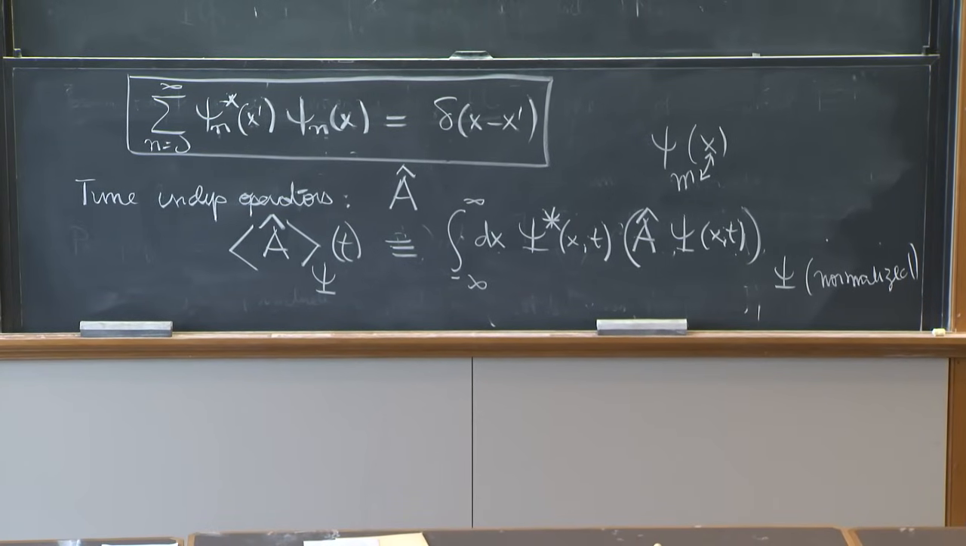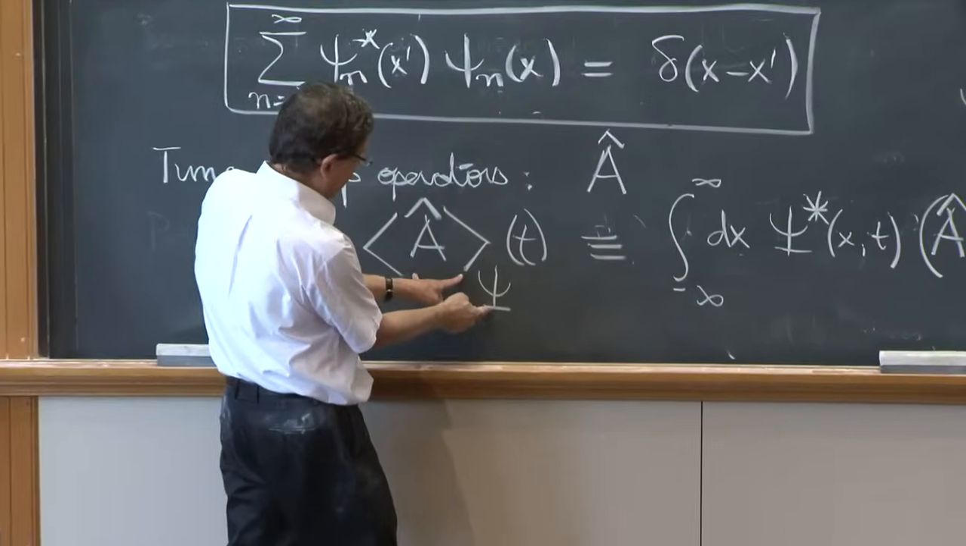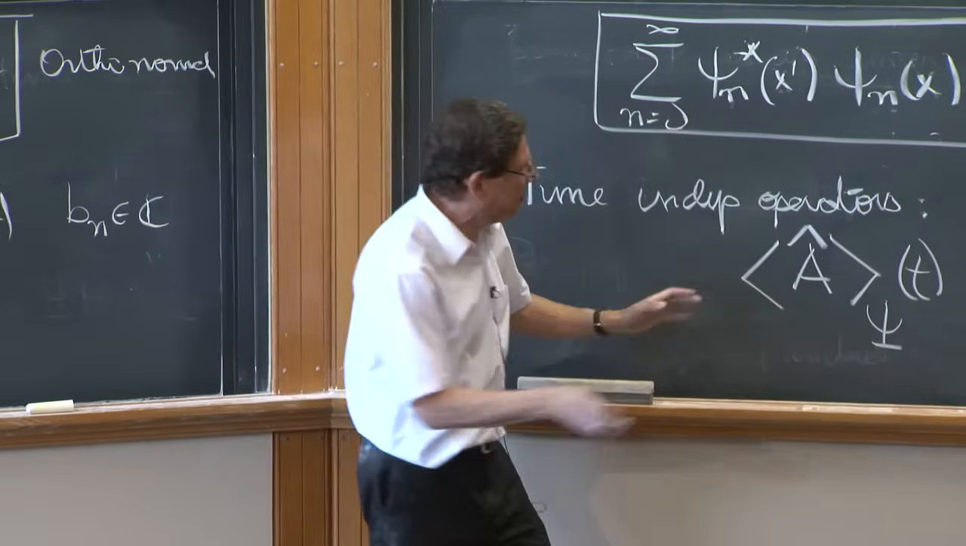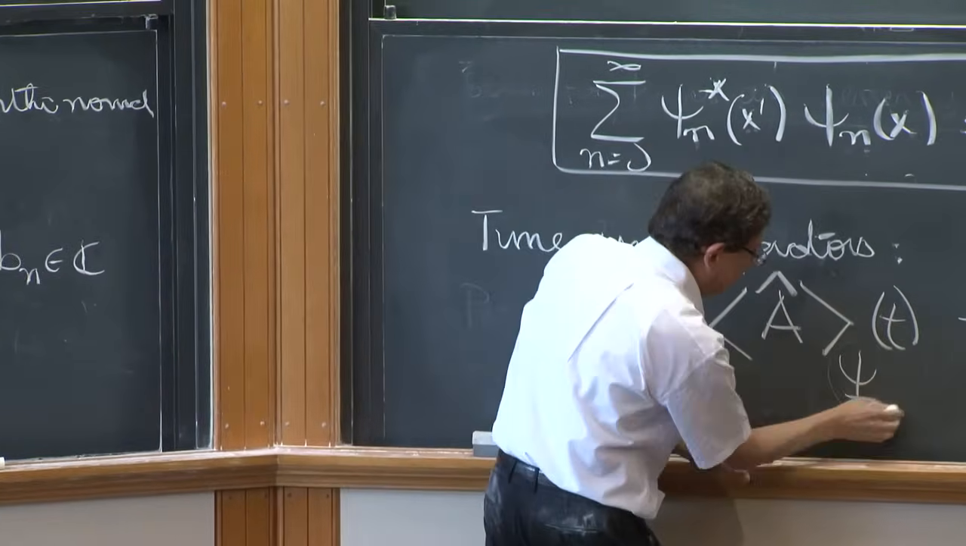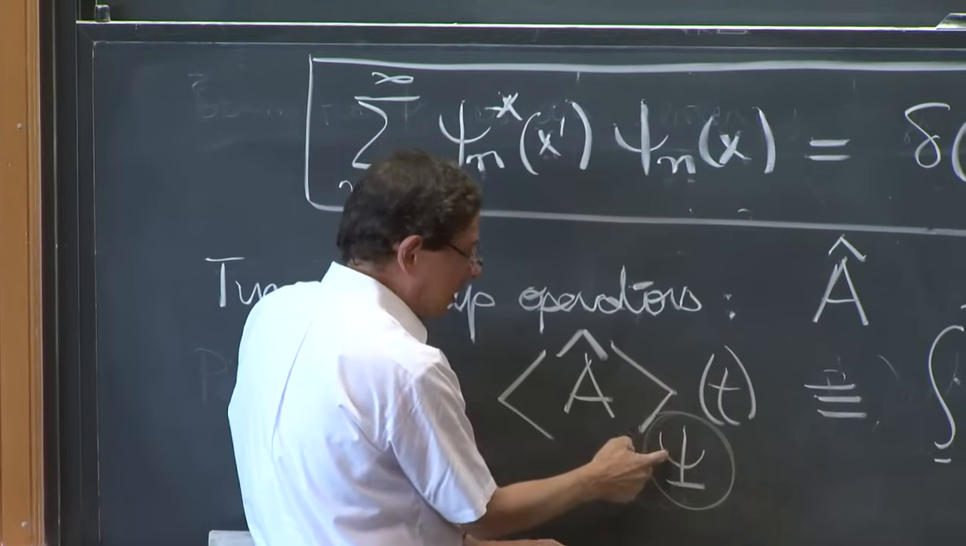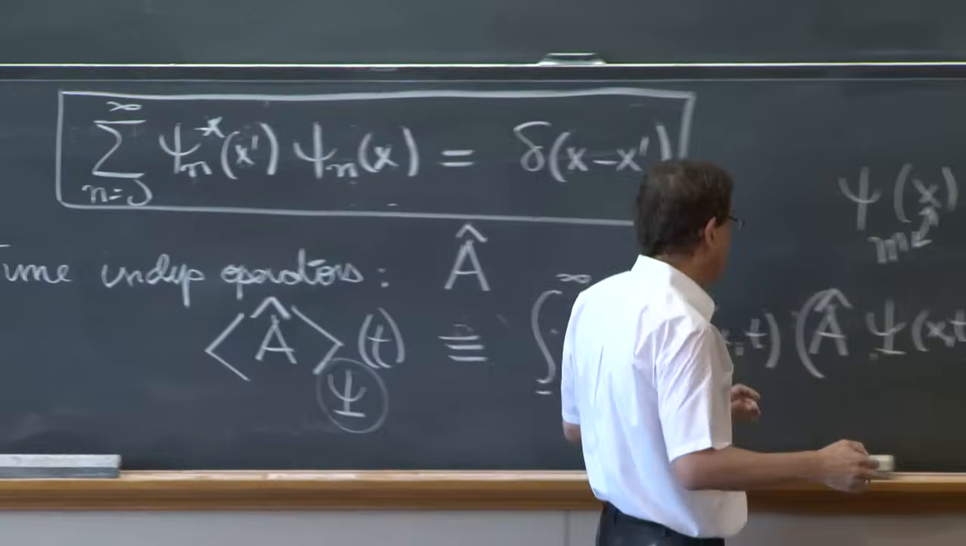So notice the notation here. We put the psi here because whenever somebody asks you the expectation value of an operator, it has to be on a given state. So you put the state. Then you realize that this is a time-dependent wave function, typically, so it could depend on time.